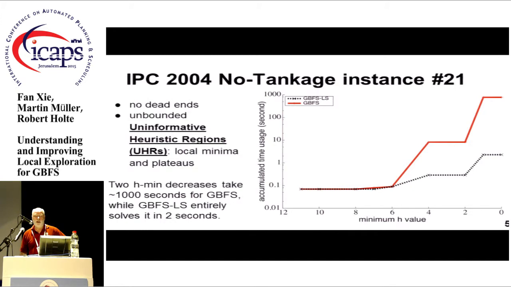And then at this point, with the local search, you very quickly move on to 4, and then to 2, and then to 0, and you've got the goal, whereas this is a point where the global GBFS is getting stuck. And because this is a logarithmic scale on the y-axis, what looks like a fairly small jump is actually a huge jump, and in particular, it takes about 1,000 seconds for GBFS to do these 2 reductions, the 2 that you can see from 6 to 4 and from 2 to 1, whereas GBFS with the local search solves the whole problem in 2 seconds.